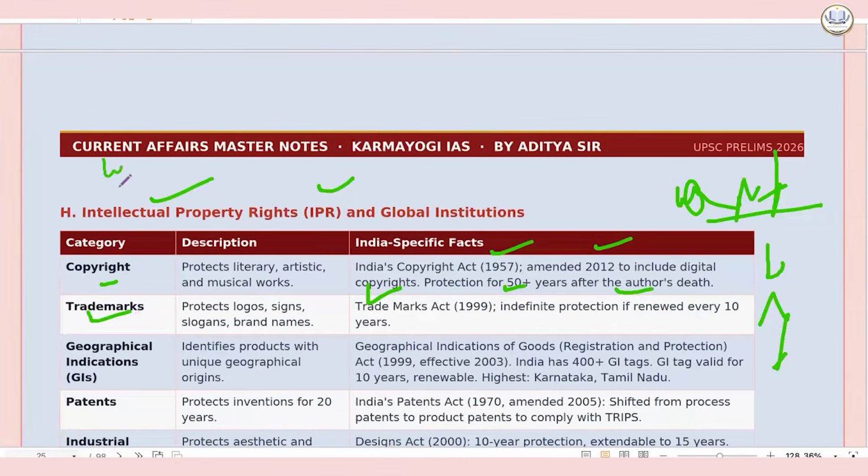Trademarks protect logos, signs, slogans, brand names. Under the Trademarks Act 1999, protection is indefinite, renewed every 10 years.